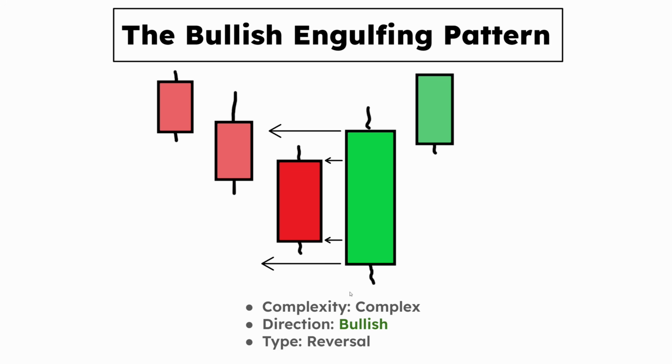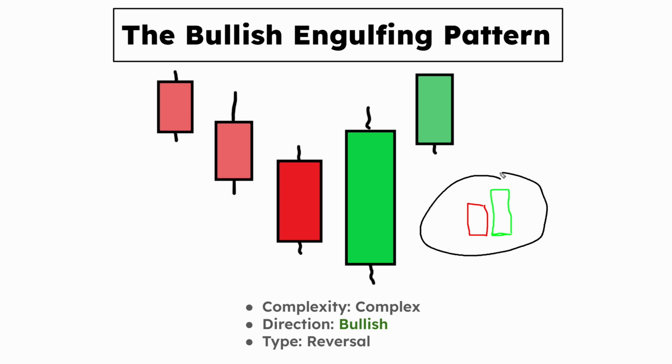So it needs to open below the close of the red candle and close above the open of the red candle. It's also fine if you have the red candle like this and the green candle opens at the same level as the red candle but closes above. This right here can also count as a bullish engulfing pattern, because in some markets the next candle will always open where the previous candle closes. So both of these variations are fine.